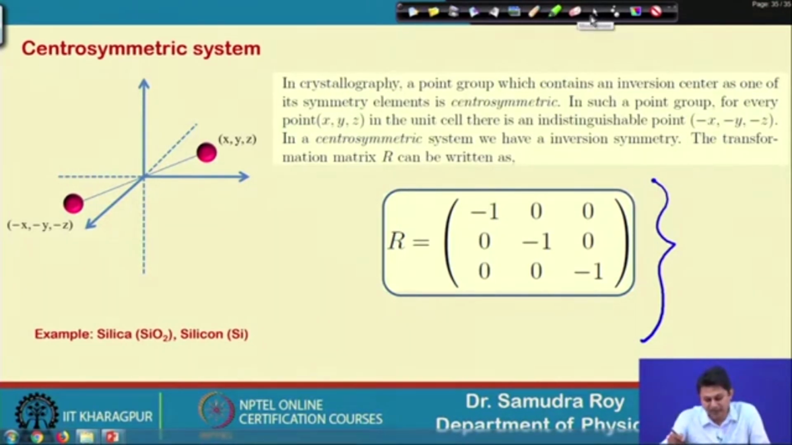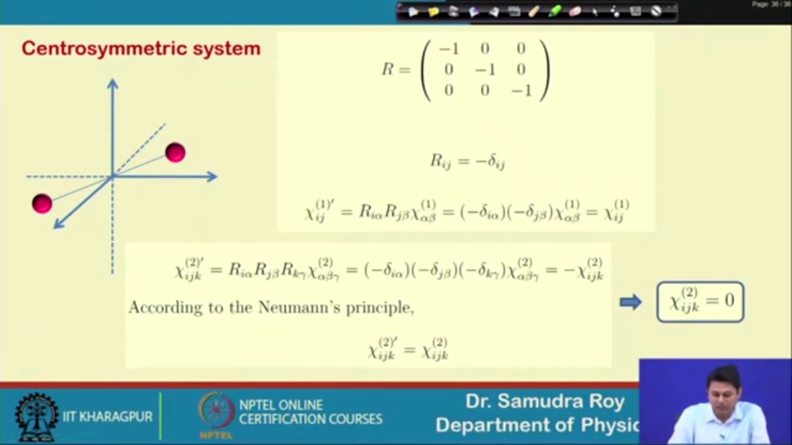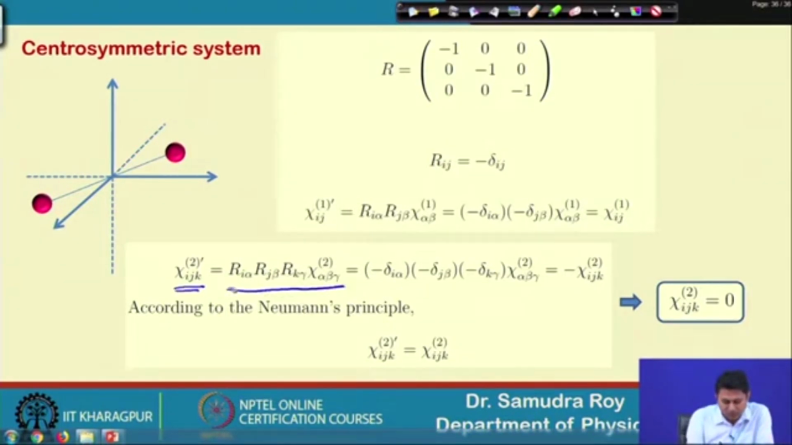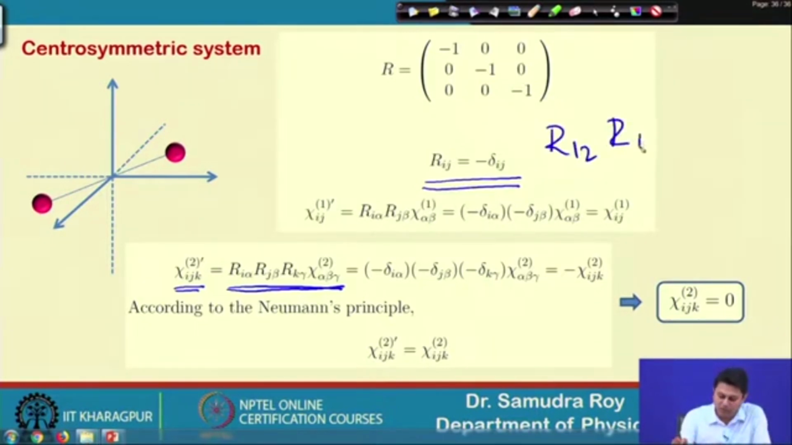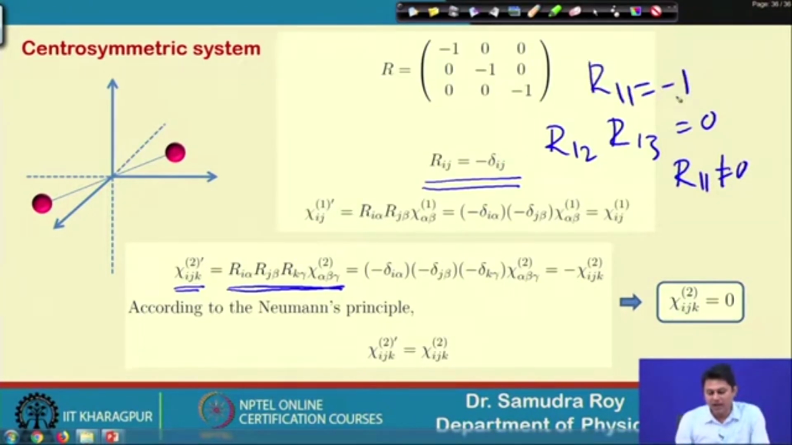We are going to use exactly the same expression that we used for the last few classes, or last few slides, and that is this. So, the second order susceptibility will be represented in this way. But here one important thing we should note is that this operation matrix is diagonal in nature. So, R i j is essentially delta i j with a negative sign. That means R 1 2 and R 1 3 are 0, only R 1 1 is not equal to 0, and this R 1 1 value is minus 1. In a similar way, R 2 1 and R 2 3 are 0 and R 2 2 is minus 1.